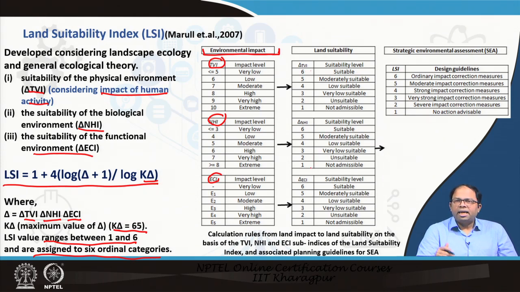Each one of them is assigned the same score, so that when we add up, we end up with a common framework to compare these three. And then we have this final one, which is also evaluated in the same way. Once these three are done, we combine them using this LSI to arrive at a score which ranges from 1 to 6, where 1 is no action required, 2 is severe impact correction measures, 3 is very strong impact correction measures, and so on, and 6 is ordinary impact correction measures. That means there we have to really make some changes.